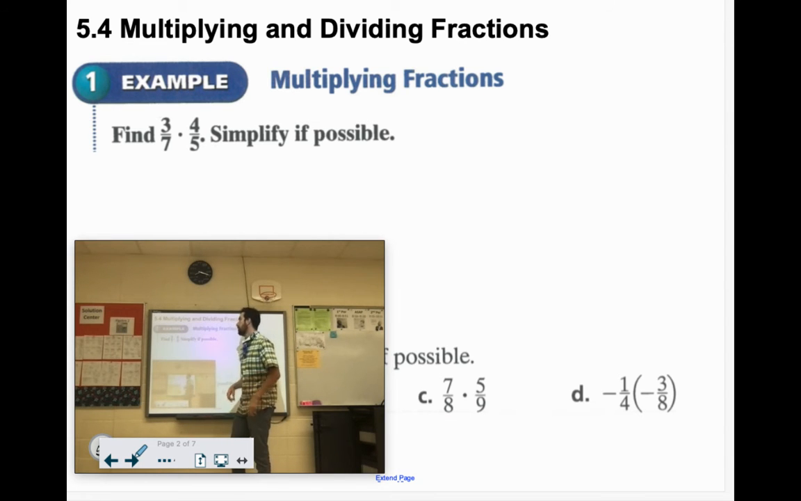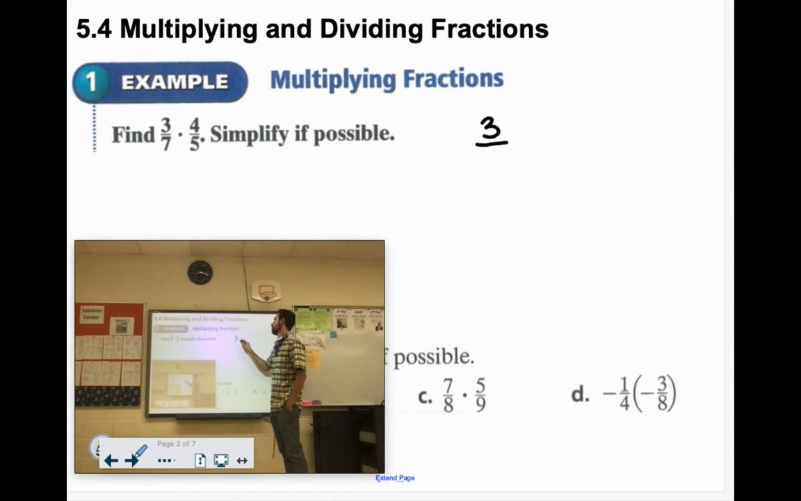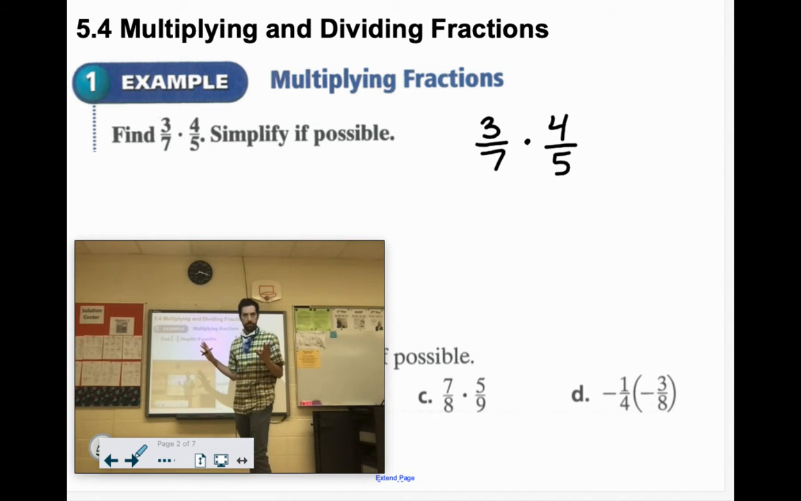So find 3/7 times 4/5. Simplify if possible. 3 over 7 times 4 over 5. Multiplying is probably the easiest thing you could do with fractions because you just multiply across the numerator, across the denominator, and then you can see if you can simplify at the end. Or what I prefer is see if you can simplify early, which is what we'll do actually on example 2.